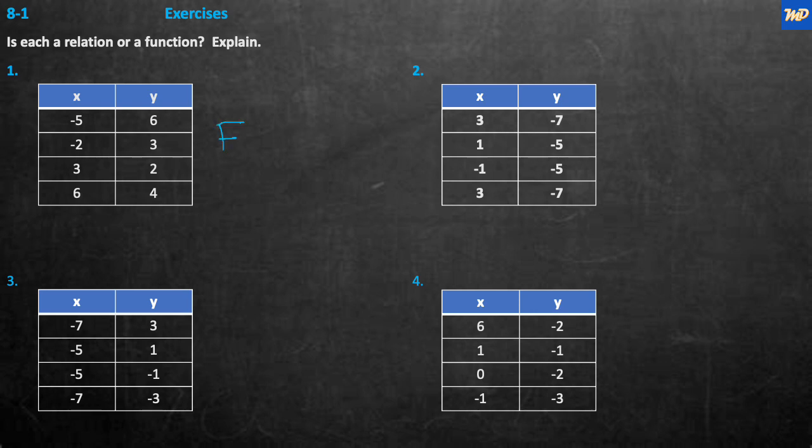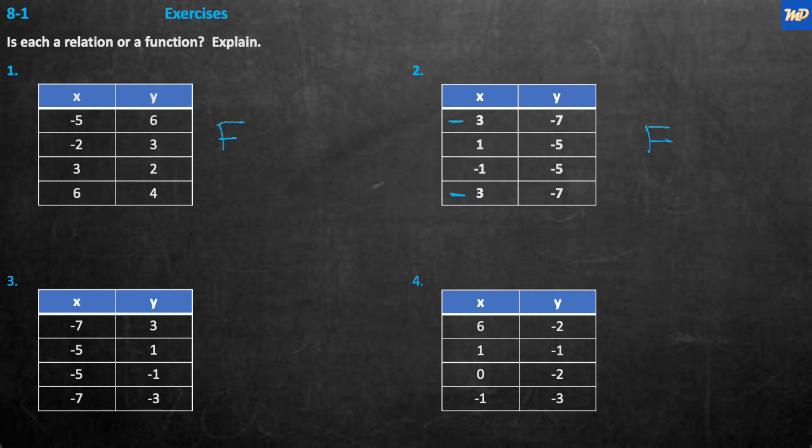Okay? Number 2. The domain values are 3, 1, -1, 3. So now in this case, we've got two 3s. So does this 3 point to the same spot, or does it point to a different range value? This one points to -7. This one points to -7. Oh, well, that's okay, because each domain value only has one range value. So this is a function. It's a little trick played there, I guess, for us to think about.